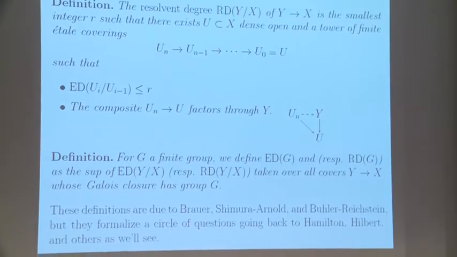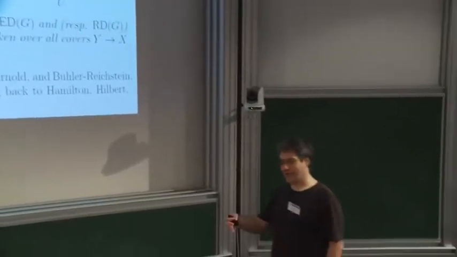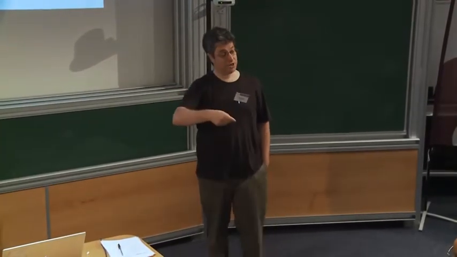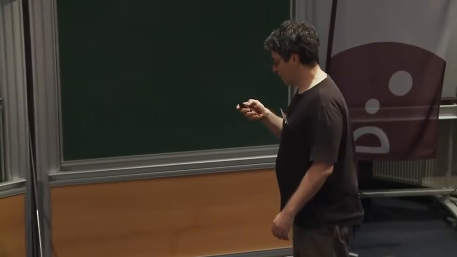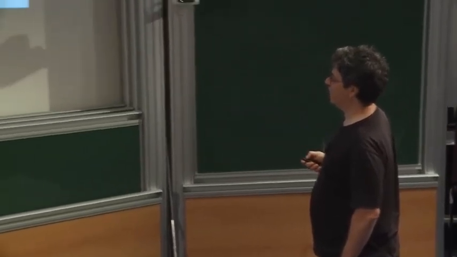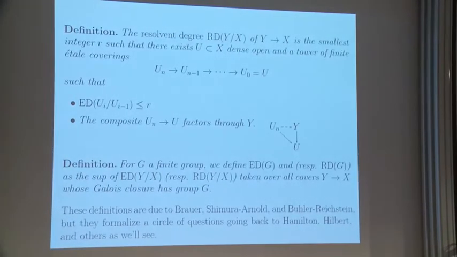So these definitions of resolvent degree are due to Brauer, Segre, Arnold, and for essential dimension are due to Buhler and Reichstein. But in fact, they formalize a circle of questions going back to Hamilton, Hilbert, and others. Actually, as you'll see, this is a very strange subject because usually you have one definition and then the second definition using the first one comes after that in time, or maybe you have a conjecture and then the theorem gets proved after the conjecture. In this subject, everything is kind of in the opposite order, you'll see. So for example, the definition of resolvent degree was formalized by Segre, Arnold, and Brauer, and the definition of essential dimension was given later by Buhler and Reichstein. I mean, they gave it in a more general context.